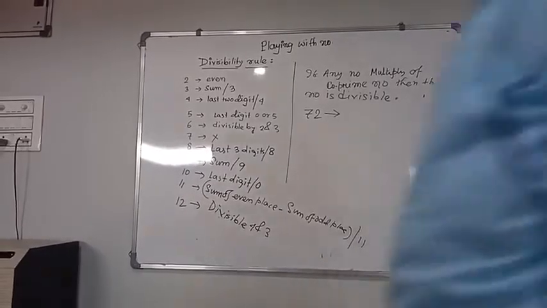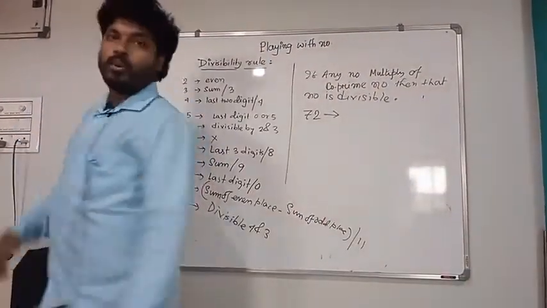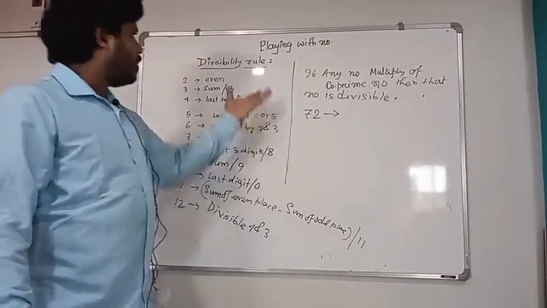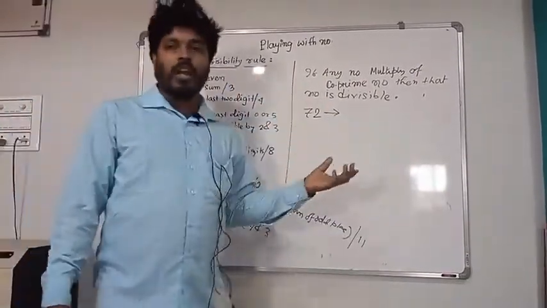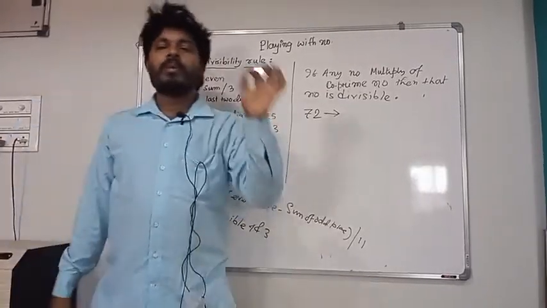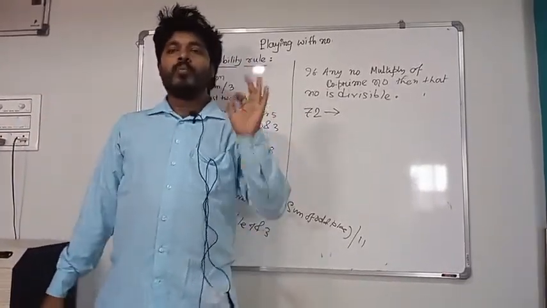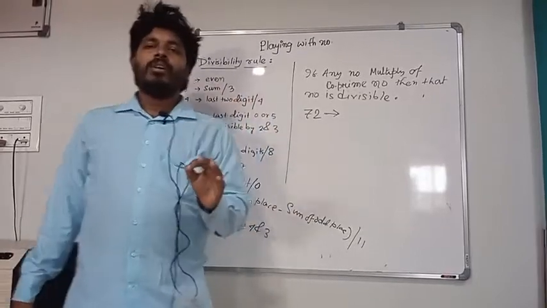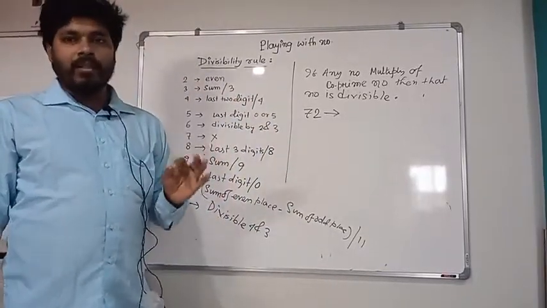I repeat, the divisibility rules. So today I am discussing the divisibility rules of all numbers. For 2, any even number is divisible by 2 if the last digit is 2, 4, 6, 8 or 0. That number is divisible by 2.